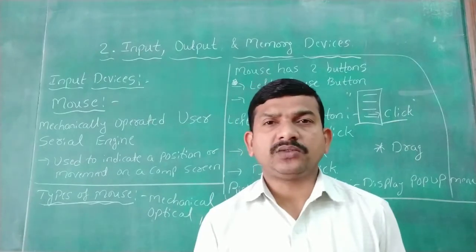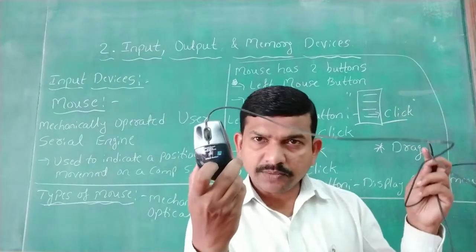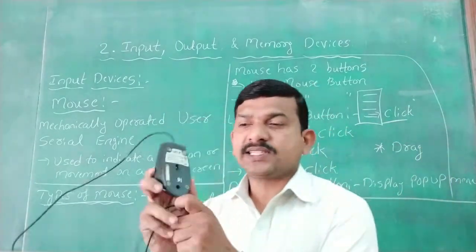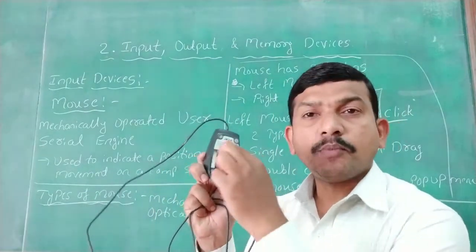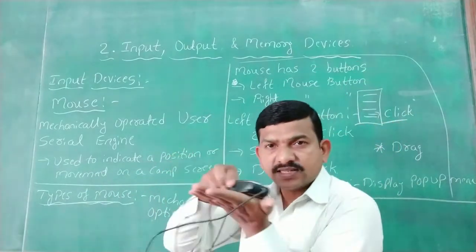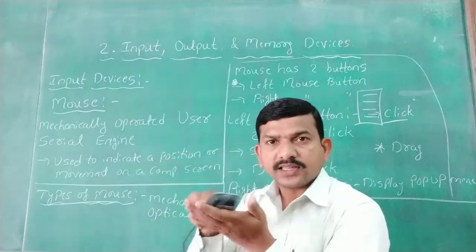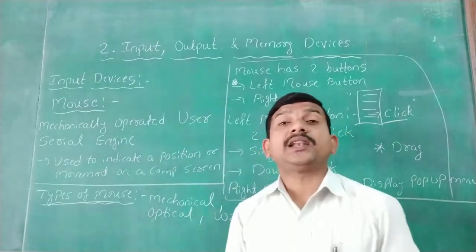Nowadays we are not using that one. Normally it looks the same, but here it contains a ball. Inside there is a ball. When you move on a surface, it rotates. Yes, that is nothing but a mechanical mouse.